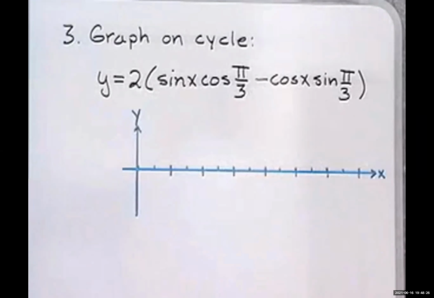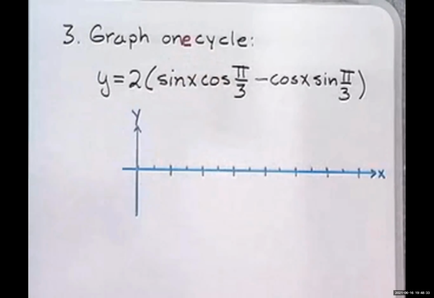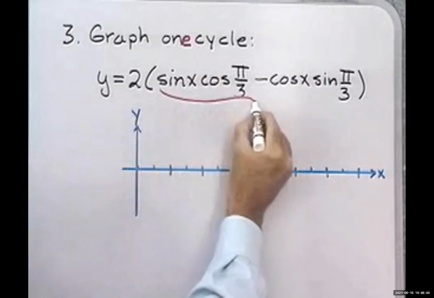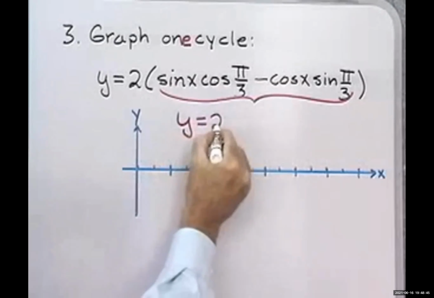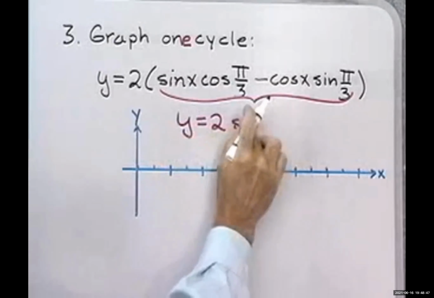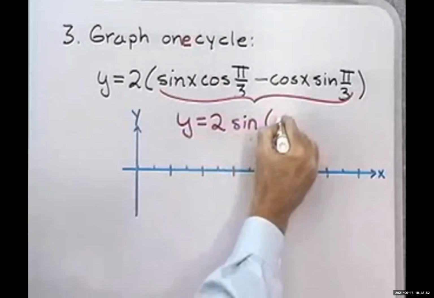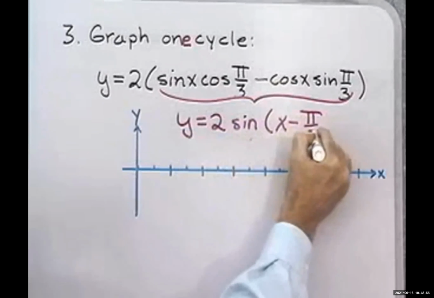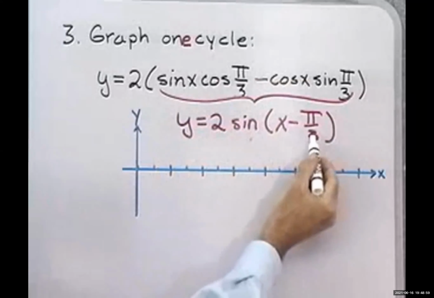We want to graph one cycle of y equals 2 sine x cosine pi over 3 minus cosine x sine pi over 3. So this time I'm going to use my expansion formula in the opposite direction to write this as y equals 2 sine of x minus pi over 3, because I recognize this as the expanded form of sine of x minus pi over 3.